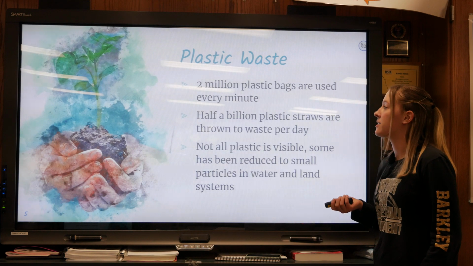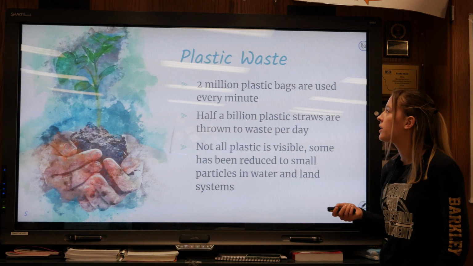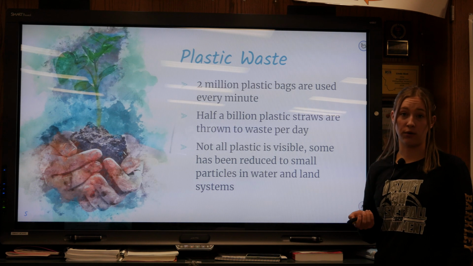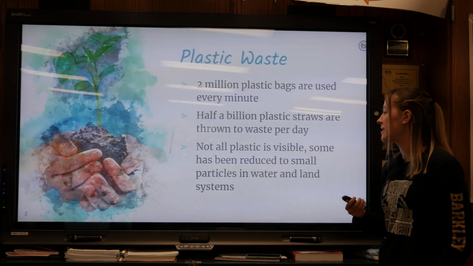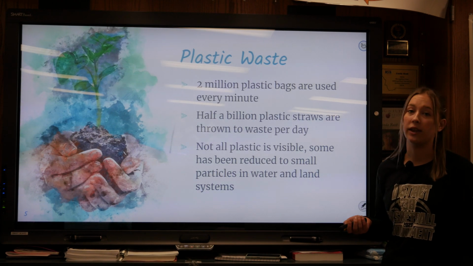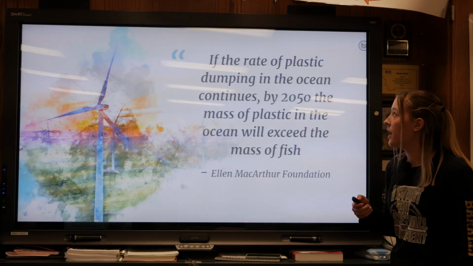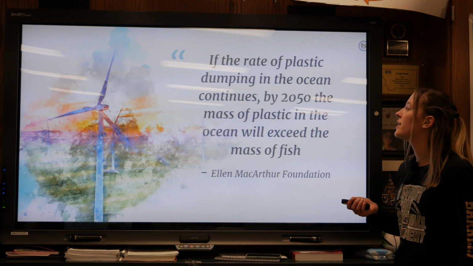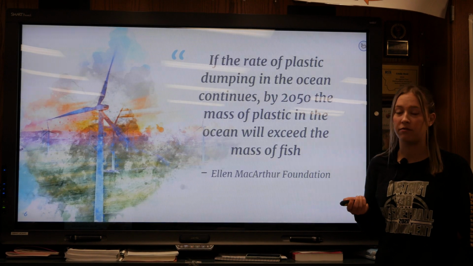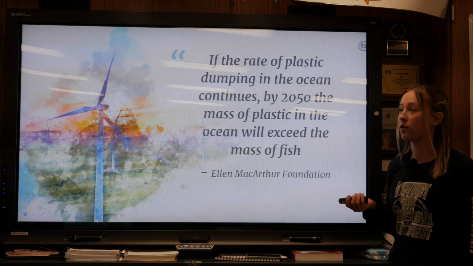So there's much plastic waste on this planet. 2 million plastic bags are used every minute. 500 million plastic straws are thrown to waste per day. Not all plastic is visible also. Some has been reduced to small particles in water and land systems. If the rate of plastic dumping in the ocean continues, by 2050 the mass of plastic in the ocean will exceed the mass of fish.